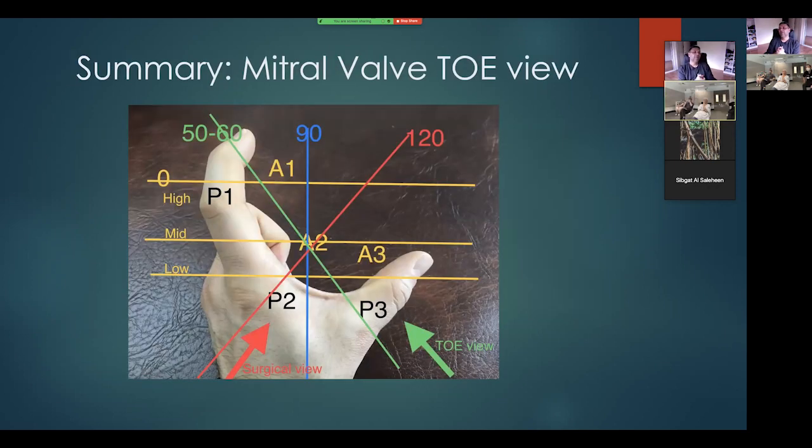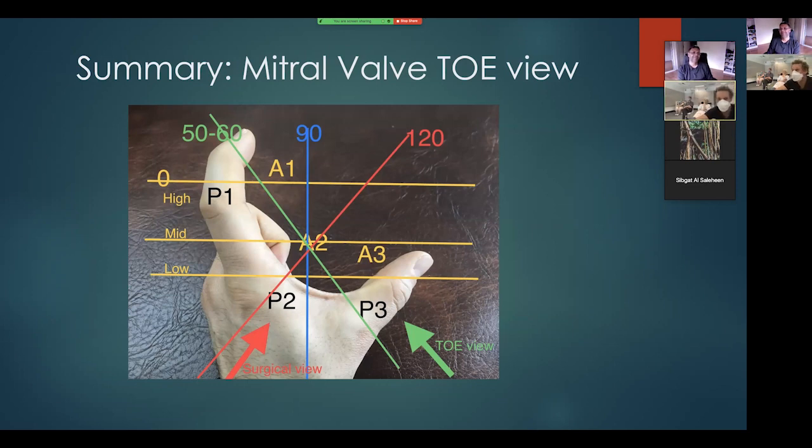And this is something Sam taught us a couple of years ago: how you orient your hand in understanding all the scallops of the mitral valve when you're doing the transesophageal echo. So Sam, any comment on that? I think you're the right person to comment on that. It's your hand.